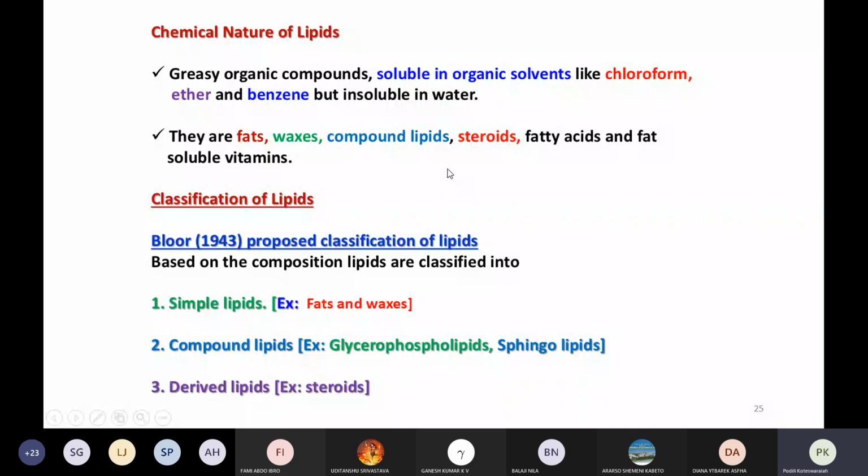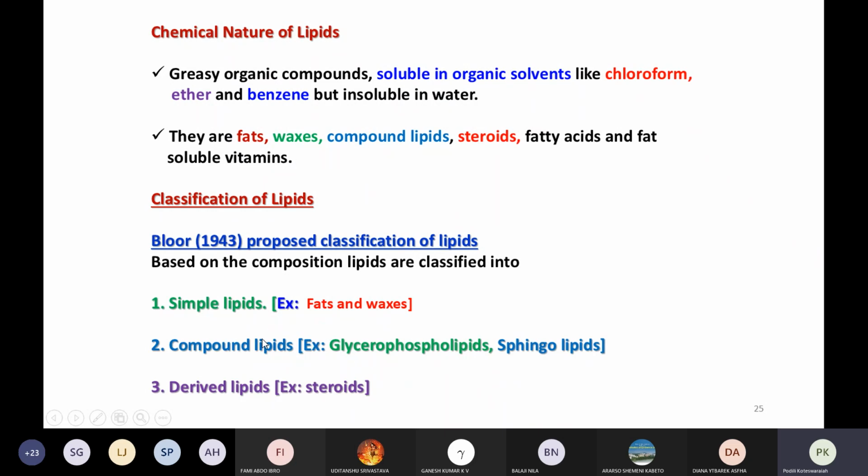And then coming to the chemical nature of lipids. We know that the lipids are soluble only in the organic solvents like chloroform, but they are insoluble in the water. And these lipids are classified in various ways, but Bloor has proposed the classification of lipids into three categories. One is simple lipids, second one is compound lipids, third one is derived lipids. In simple lipids, we have fats and waxes. In the compound lipids, we have the glycerophospholipids and the sphingolipids. And in the derived lipids, mainly the steroids.